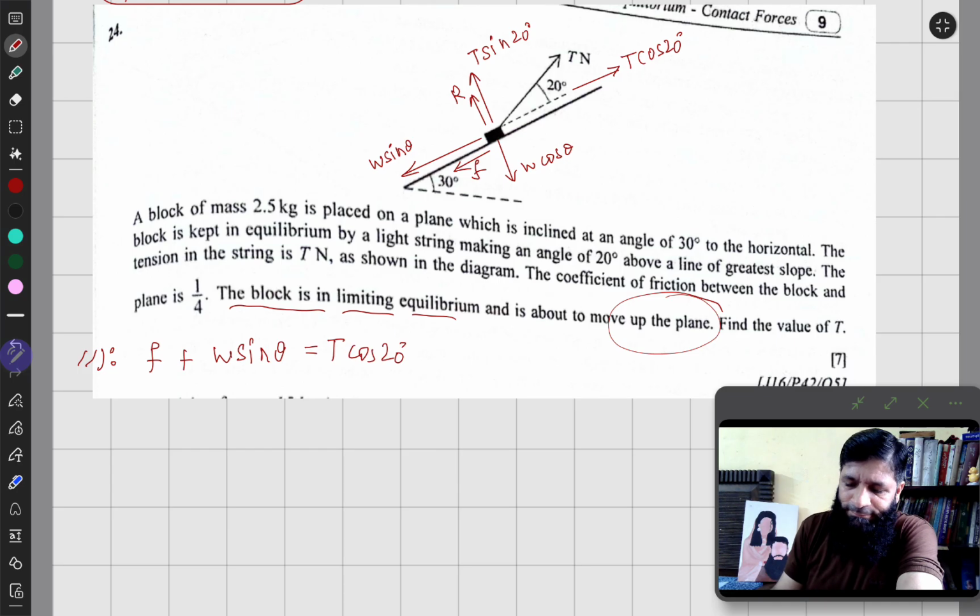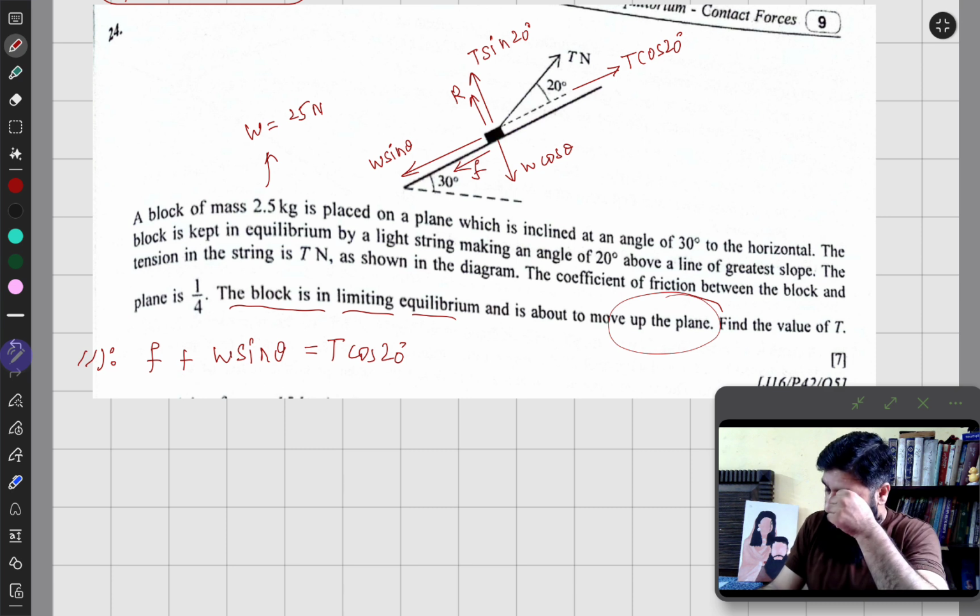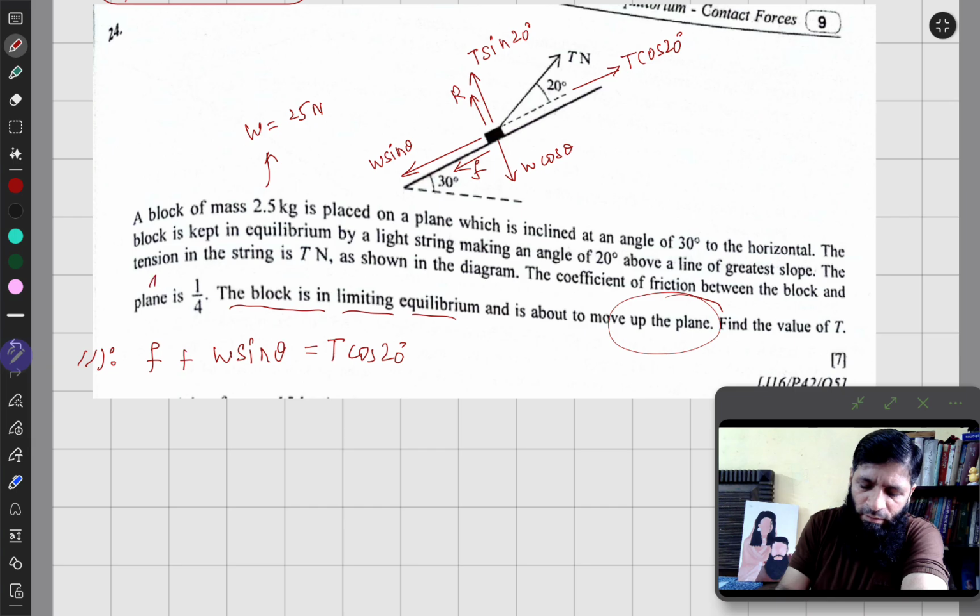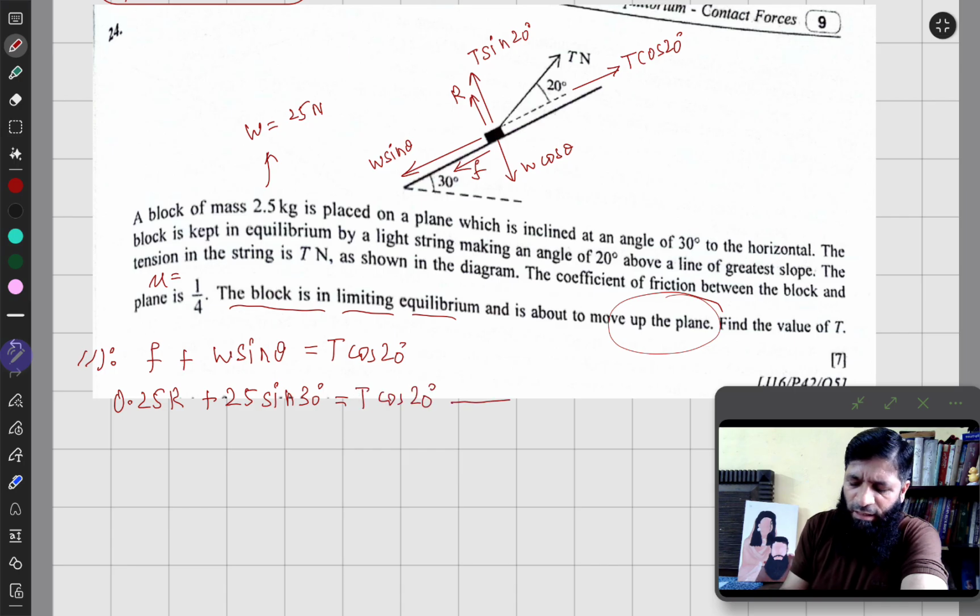And you know that W will be 25 newtons and theta is 30 degrees. So if you simplify this equation, you will have mu R. Mu is 1/4 or 0.25. So you will have 0.25 R plus, weight is 25 and angle is 30 degrees, this will be 25 sin 30, and that will be equal to T cos 20. I am marking this equation 1.